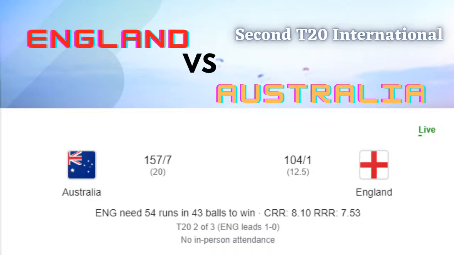They are now 105 for 1 after 13 overs. The required run rate is now just 7.57, while the current run rate is 8.808. So England are really going well. 7 overs remaining. They have 9 wickets in hand.